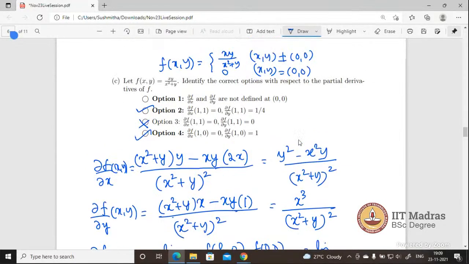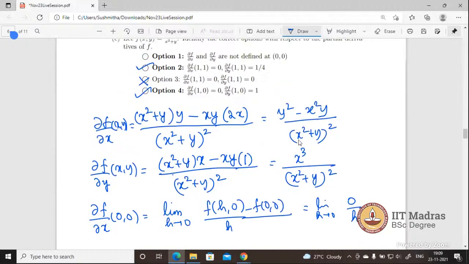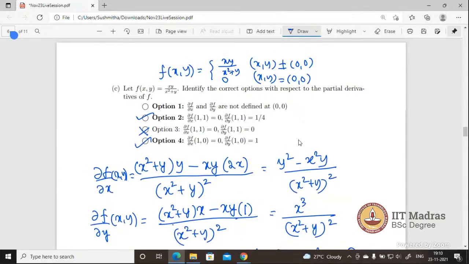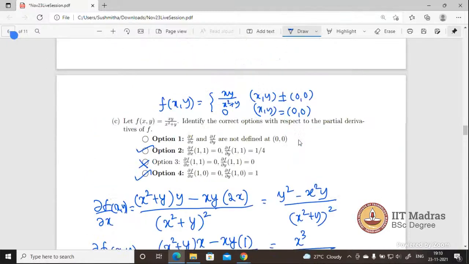f of h, 0 is 0. It's 0 by h. How did I get 0? 0, 0 is still undefined, isn't it? Oh, sorry. No, I split the function, because when I put 0, 0, I'll get 0 by 0 form. Ma'am, it would be 0. f of h, 0 in this case would be 0. Okay, then why is dou f by dou x not defined at 0, 0? Yeah, I think because the split of this function is not given.